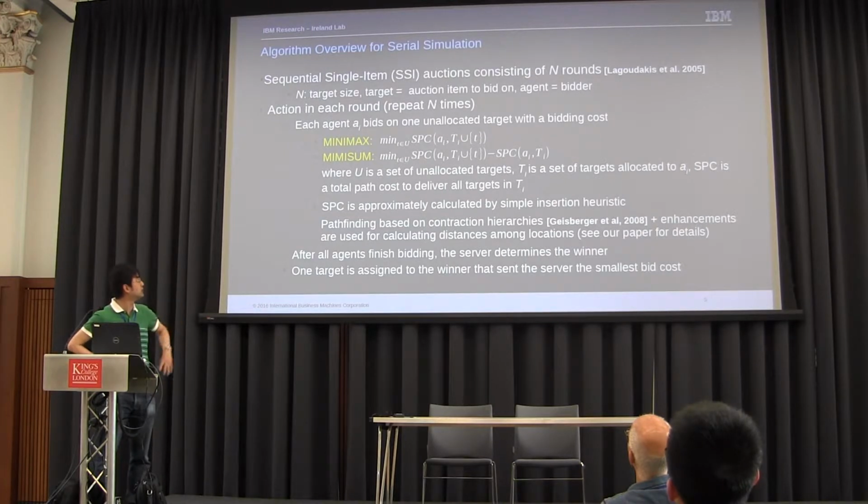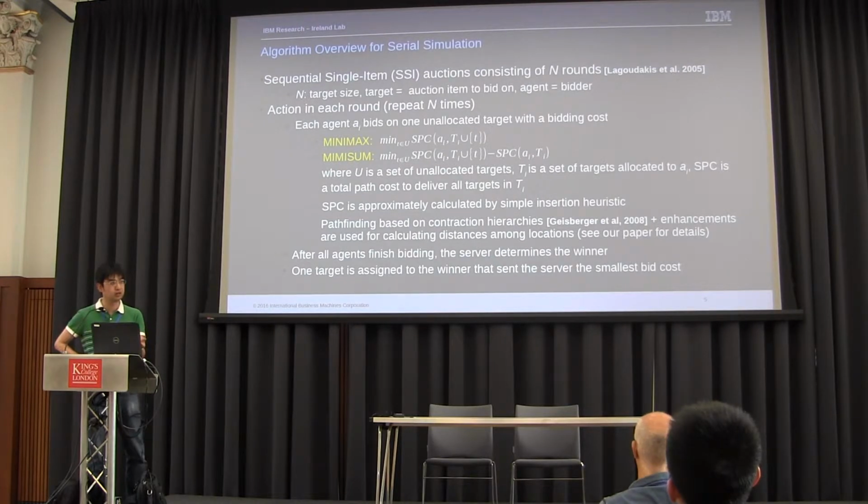Then we have two strategies for that. In case of minimax, we try to calculate the minimum cost when we add a new unallocated target to the current shortest path cost. While in case of min-sum, we try to calculate the difference when we add a new target.